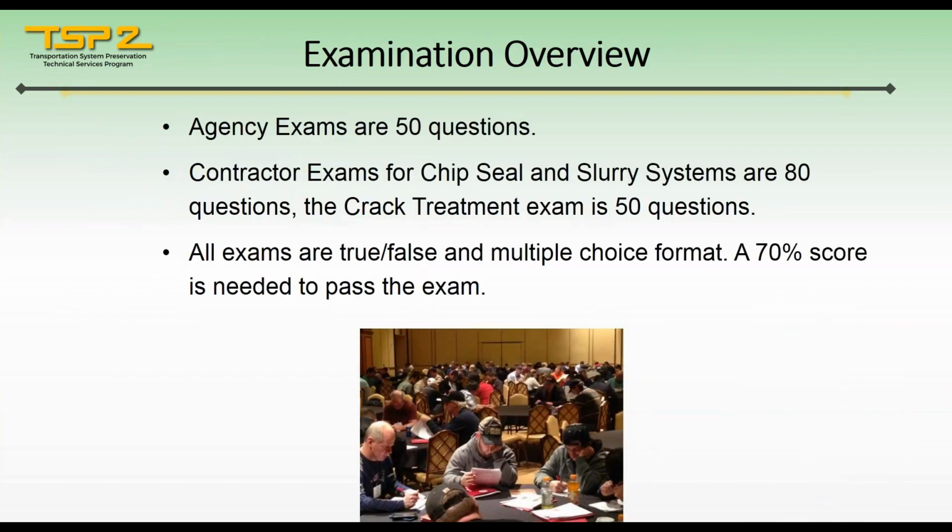The exam itself, the agency exam, is made up of 50 questions. The contractor exam is 80 questions, with the exception of the crack treatment exam, which is 50 questions, like they are on the agency exams. All exams are paper exams. They're in true, false, or multiple choice format, and examinees need to score 70% to pass. The exam is closed book, closed note. There's no time limit to complete the exam, but most examinees generally take half an hour to an hour to complete an exam.